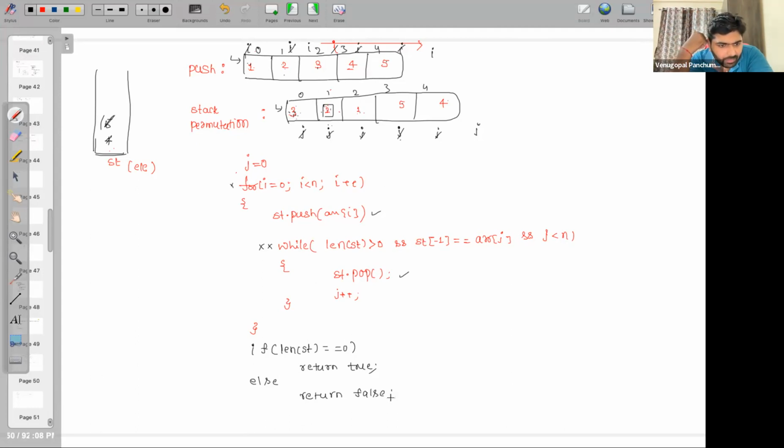Somebody is saying, sir, you are popping inside a while loop, whereas I would push inside a while loop. Yeah, it depends. Anything you can do, not an issue. We just check whether it is working for the remaining test cases also or not. Then accordingly, it will.